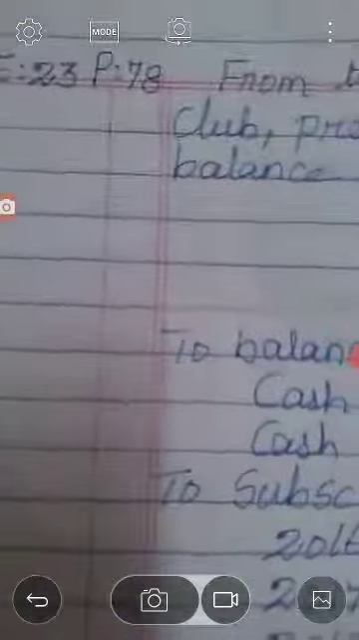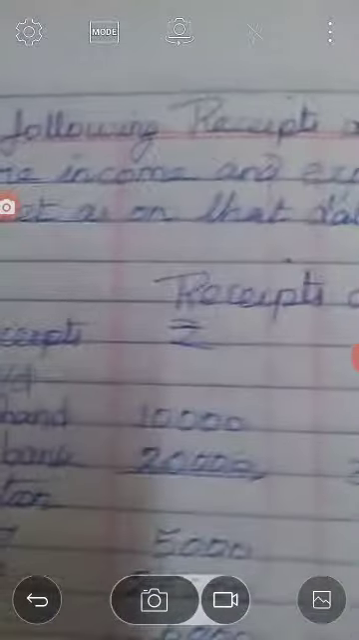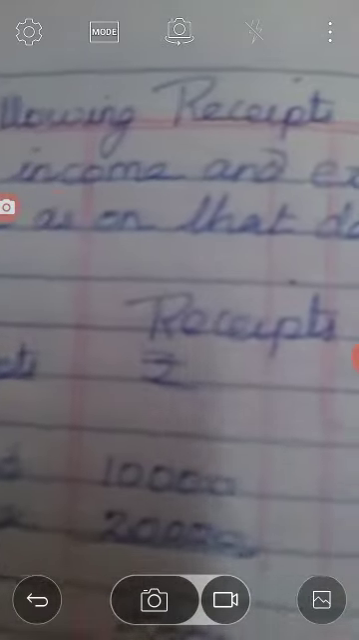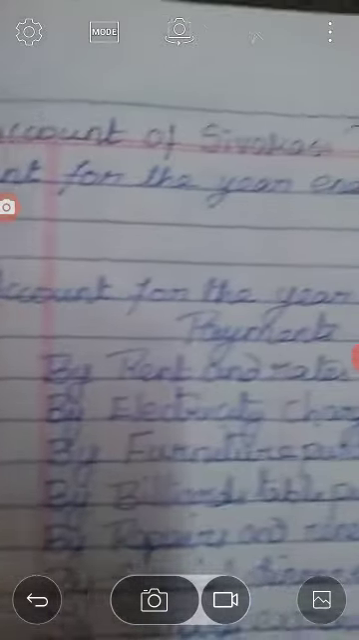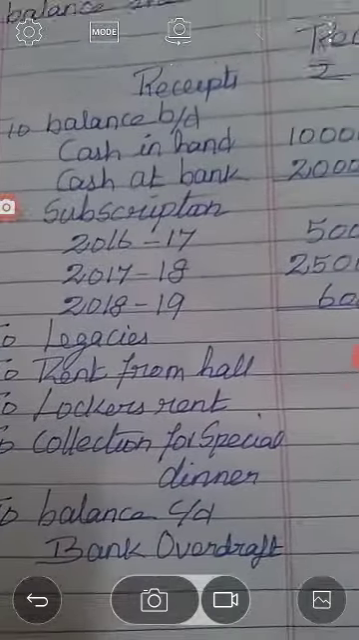Sum number 23, exercise, page number 78. Sum number 23, page number 78. From the following receipts and payments account of Sivagasi Pensions Recreation Club, prepare income and expenditure account for the year ended 31st March 2018 and balance sheet as on that date. So the receipts are given, cash in hand and bank.